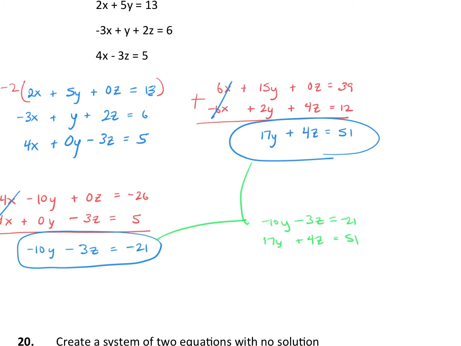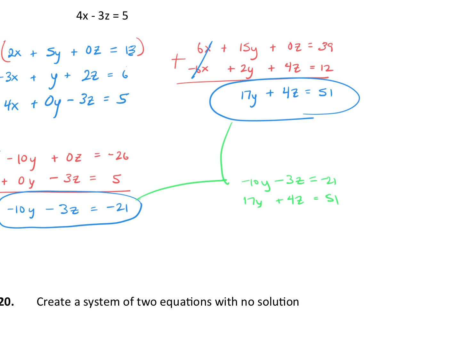We're going to take a look at both of our variables and figure out, does the y or the z seem easier to eliminate? I think the z's do. That's just a negative 3 and a 4. We can multiply those both up to a 12, positive 12 and negative 12. So this top equation, it's a negative 3z. I'm going to multiply that by 4. The bottom equation has a positive 4z. I'm going to multiply that by 3, and that's going to get us ready to eliminate the z's.